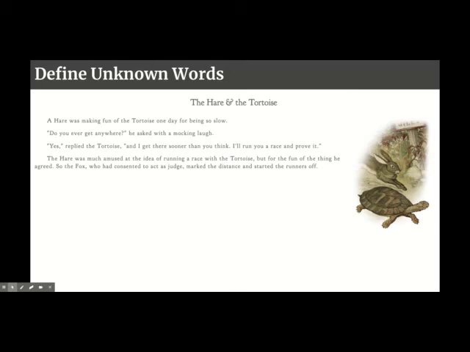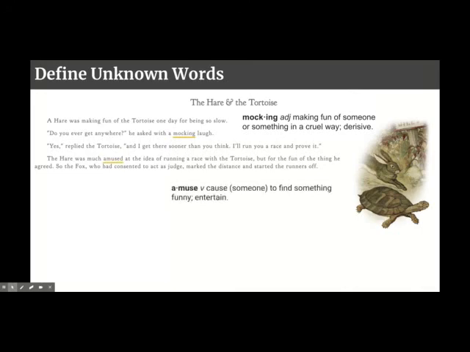I noticed two words that I need to look up. I can't understand the meaning of an idea or a sentence if I don't know what all the words mean. Mocking is an adjective that means to make fun of something in a cruel way. Amused is to find something funny. So I know that the rabbit thought it was funny that the tortoise thought he could win a race.